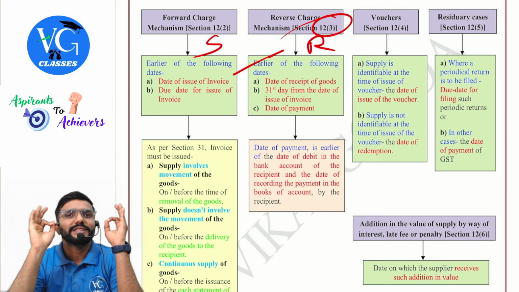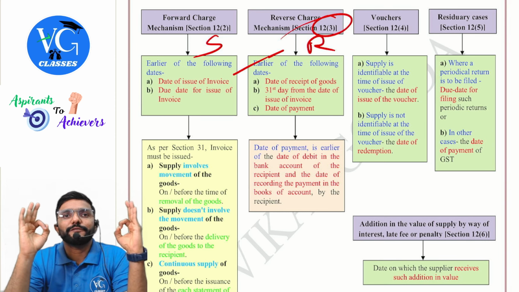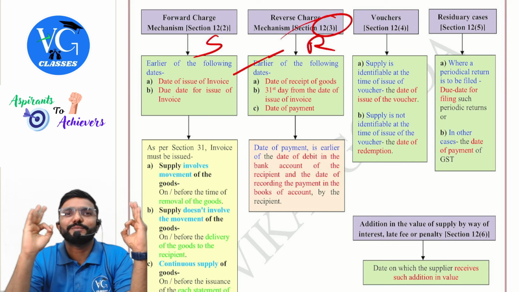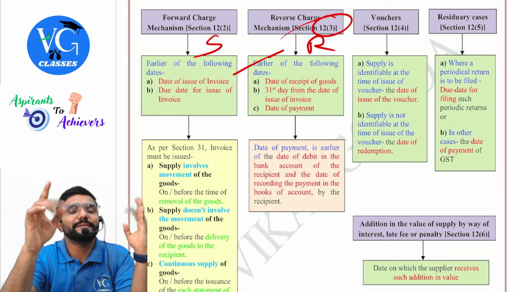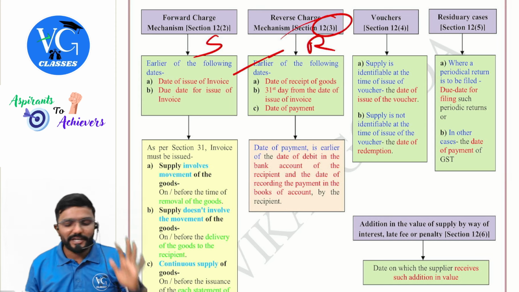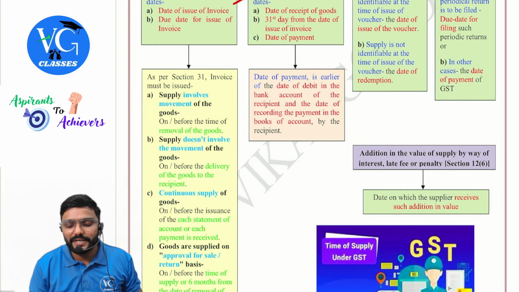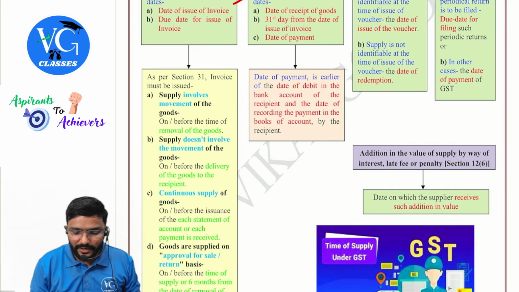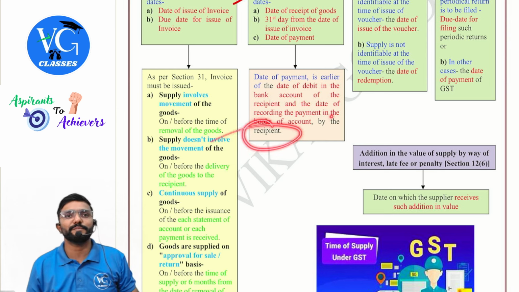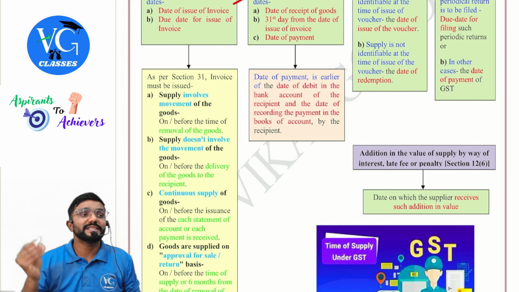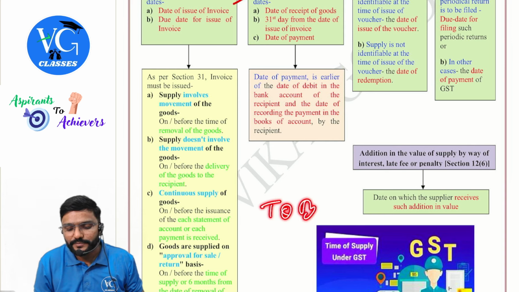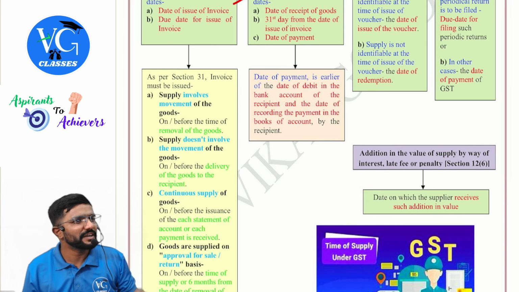Now, guys, come on. Think from whose point of view? Recipient point of view. Recipient is making payment or receiving payment? Making payment. So in his bank account, it will be debited or credited? Debited. You got the answer. So date of payment means what? The date of payment is earlier of date of debit in the bank account of the recipient and the date of recording the payment in the books of accounts by the recipient. Simple. The date on which the bank account is debited to the recipient or the date on which he will record the payment entry.